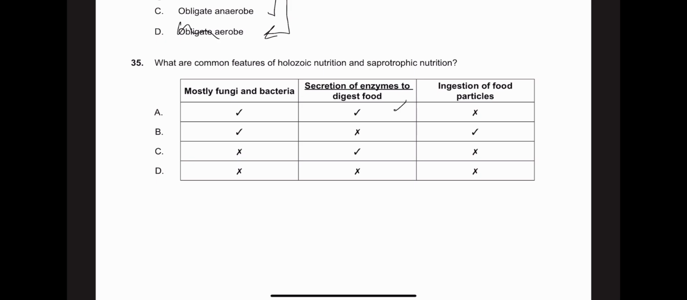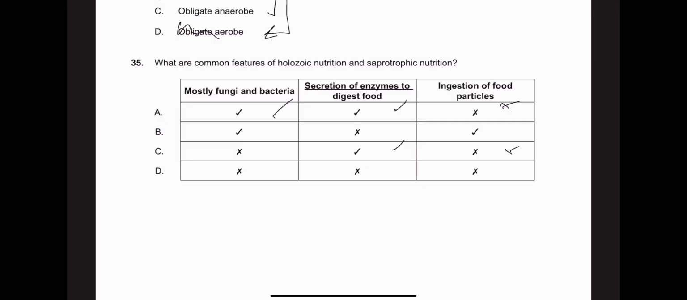So that's going to be one of these two, right? Because we know that common features of holozoic and saprotrophic, they both secrete enzymes to digest food. And what else can we see about it? Well, ingestion of food particles, well, not true for either of them, but that's shared. So it's between these two, mostly fungi and bacteria.